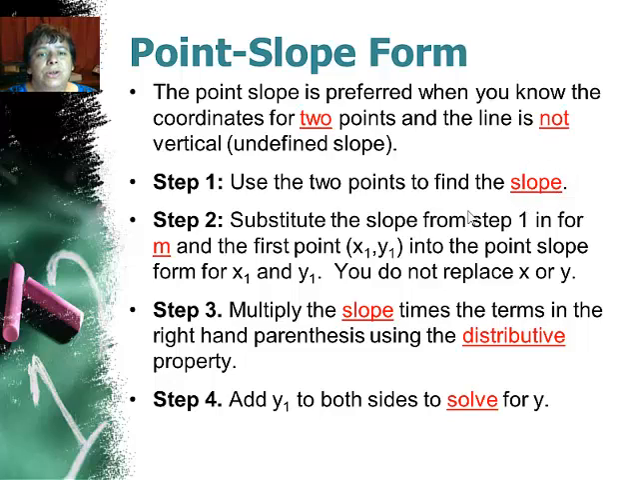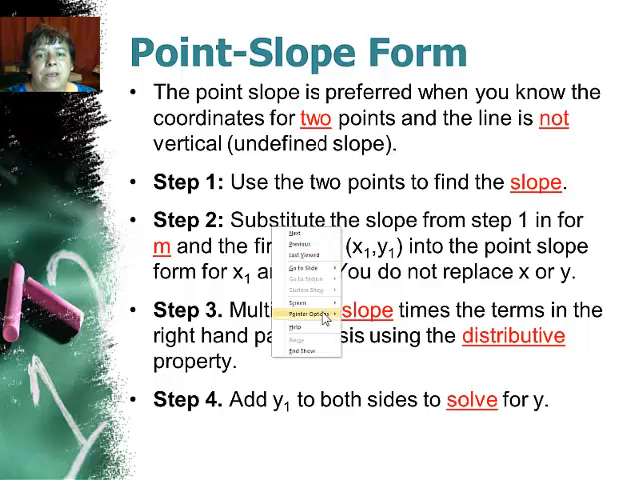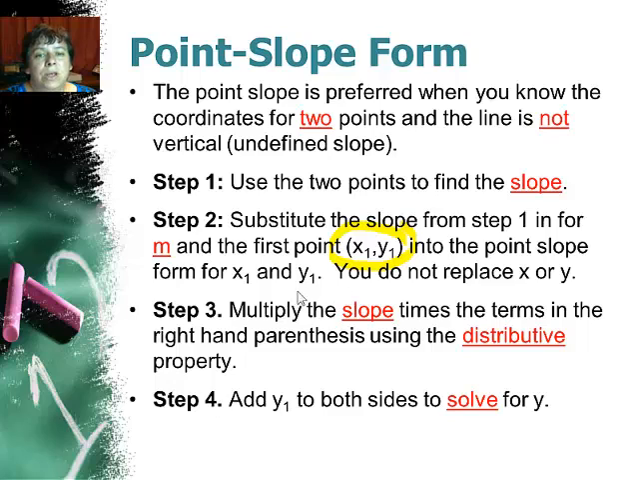Then, once you know the slope from step 1 and your given point, remember you had 2 points, right? You can use any one of those 2 points for the equation in the point slope form. Then you're going to use the distributive property, because you're going to get y minus y1 equals m times x minus x1. Multiply that out and solve for y.